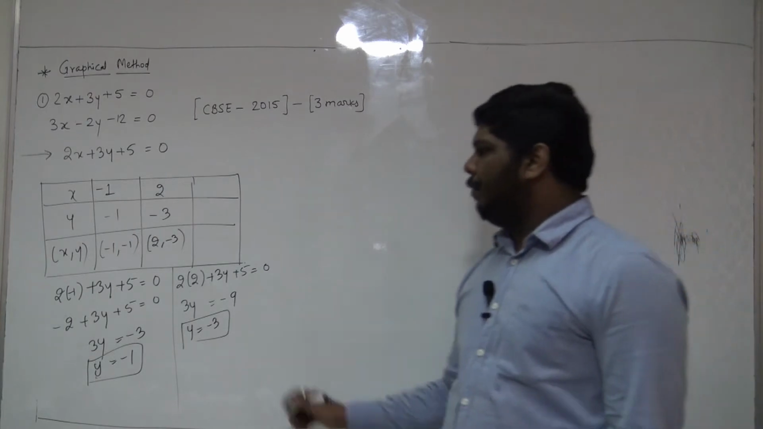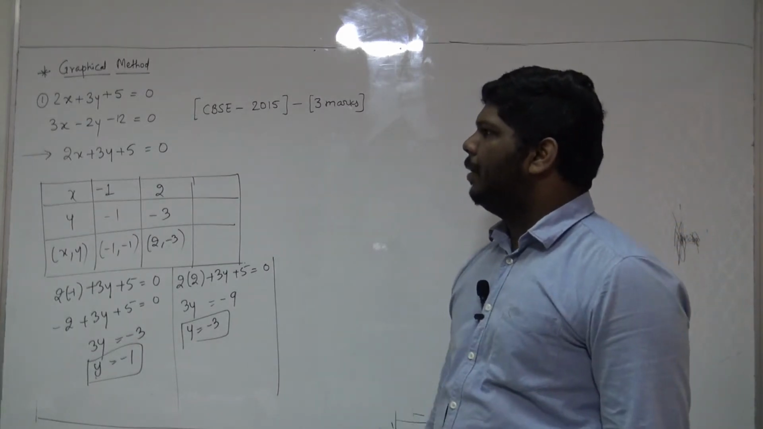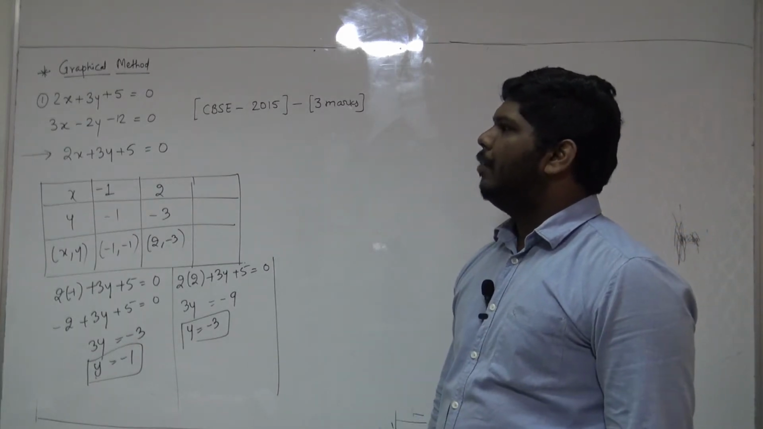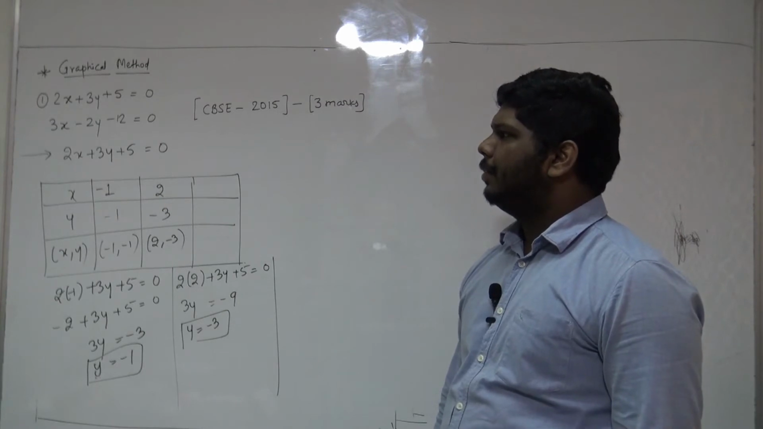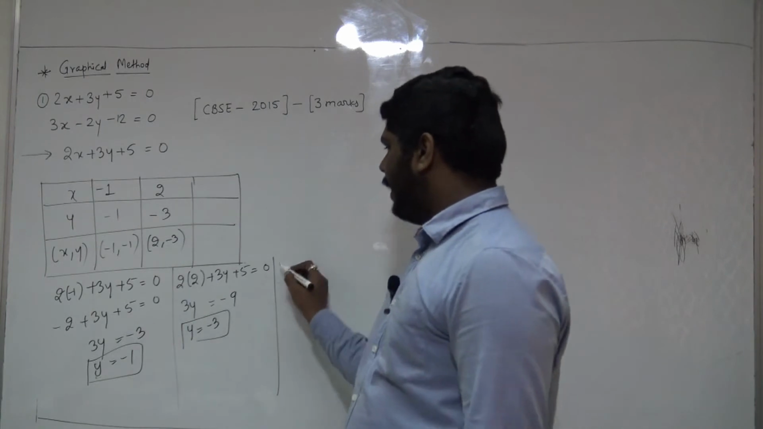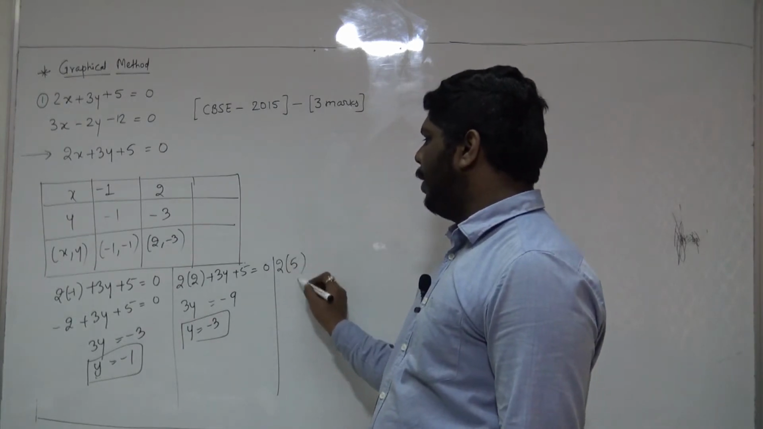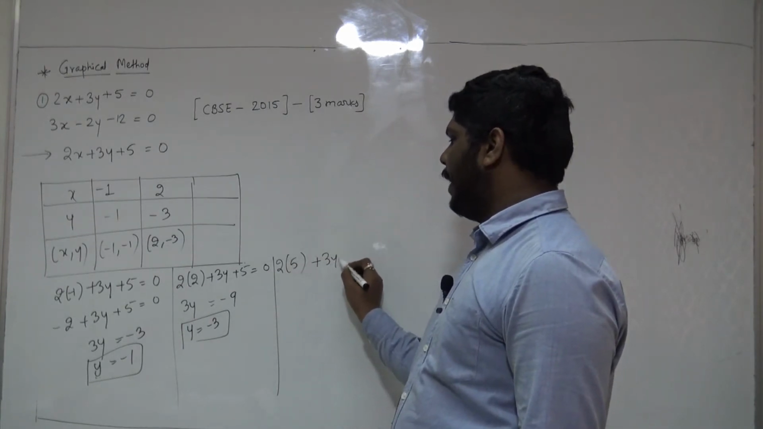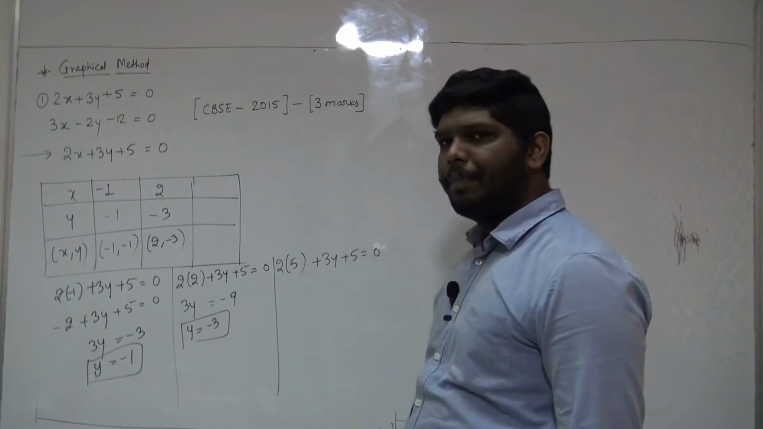Now one more point, if you want to suggest which point you can give me, let us say the value of x is 5. Okay, let us say the value of x is 5, so this will give me 2 5s are 10 plus 3y plus 5 is equal to 0, correct?